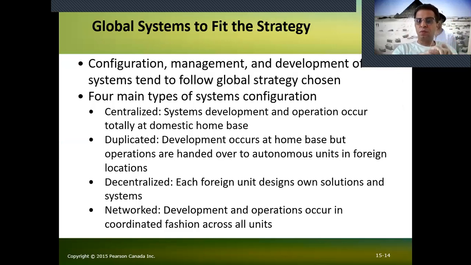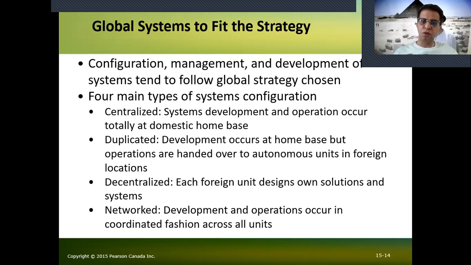So global systems to fit the strategy: configuration, management, and the development of systems tend to follow the global strategy chosen. So if you have a centralized or multinational strategy, your system should follow that. The four main types of system configuration: you have the centralized, where system development and operation occur totally at the domestic home base, like the CRM of BMW.